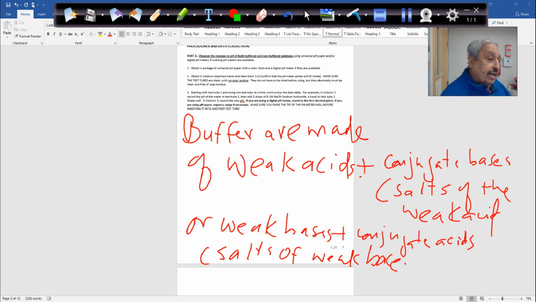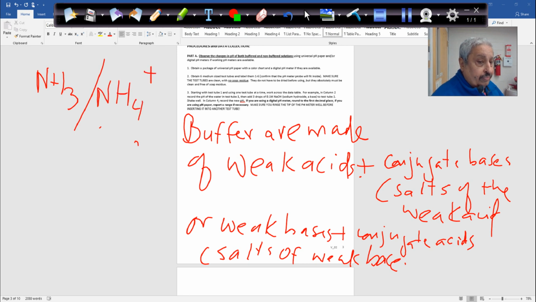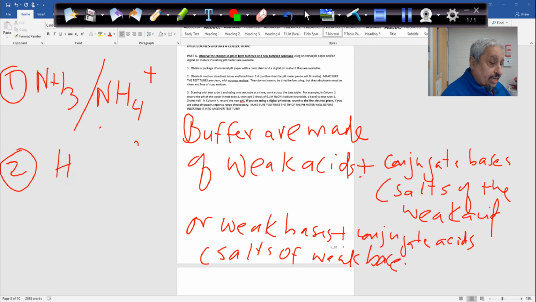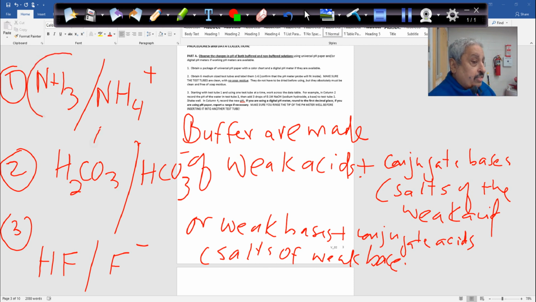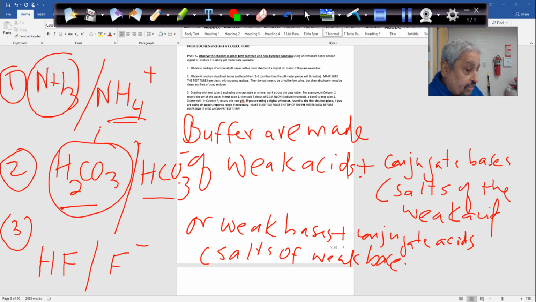So let me give you an example. Tell me if we have a pair of acid and base. I have ammonia and I have ammonium. This is one. I have carbonic acid and I have hydrogen carbonate. So the combination of a base with its conjugate acid is a buffer. An acid with its conjugate base is a buffer. Carbonic acid is an acid. The hydrogen carbonate, or bicarbonate, is its conjugate base.